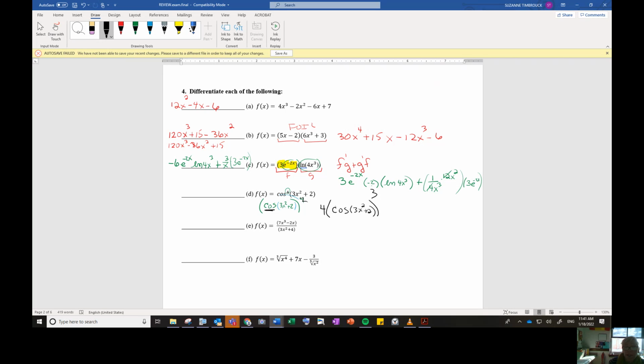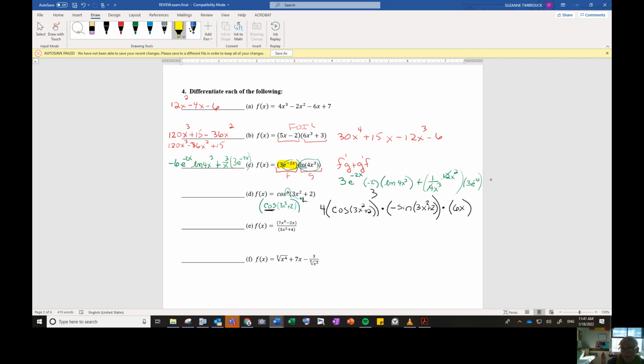Now we're going to take care of the cosine. We're going to chain on the derivative of cosine, which is negative sine, but we're not changing the angle. We're simply taking the derivative of the cosine, which is negative sine, and keeping the angle. Then we're going to chain on the derivative of the angle, that's the inside, which is 6x. You can leave it like that on the final. Don't do any kinds of algebra and mess up your answer.